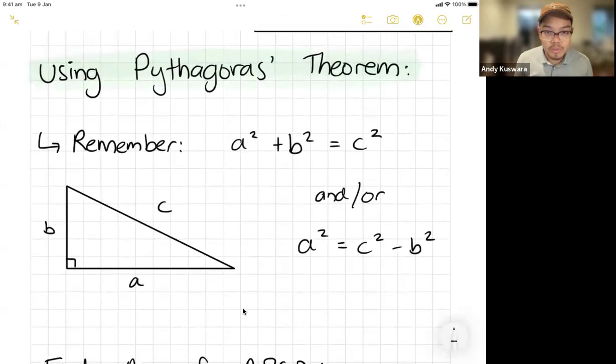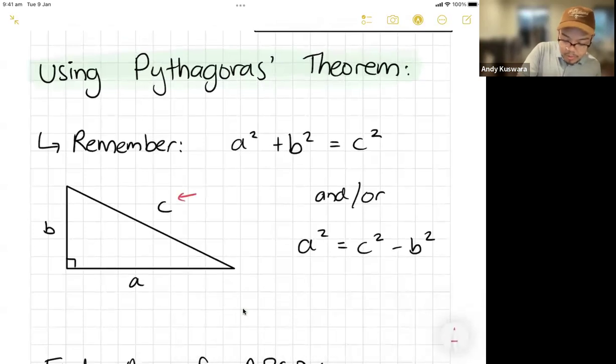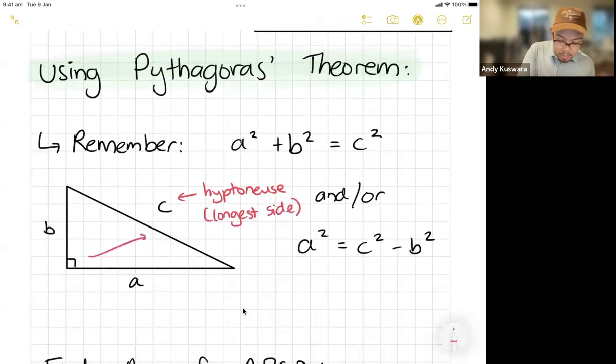Okay, now there's one more. There's one where we can use Pythagoras' theorem. Just remember a squared plus b squared equals c squared, where c talks about your hypotenuse, or your longest side. In case you've forgotten, the longest side is always opposite your right angle. Okay, the opposite side.